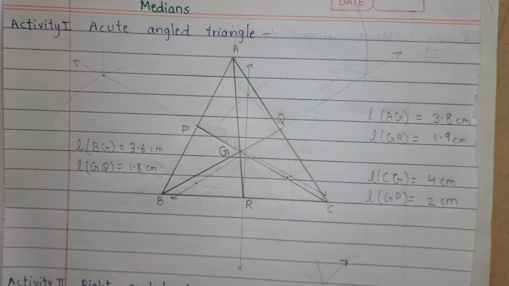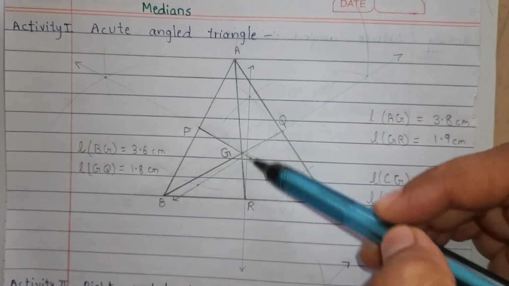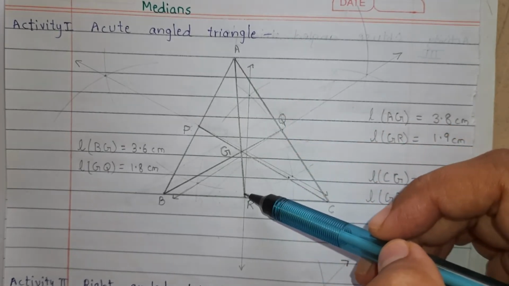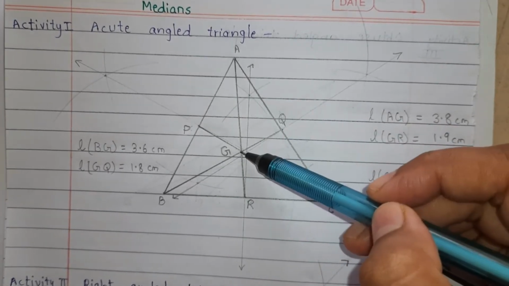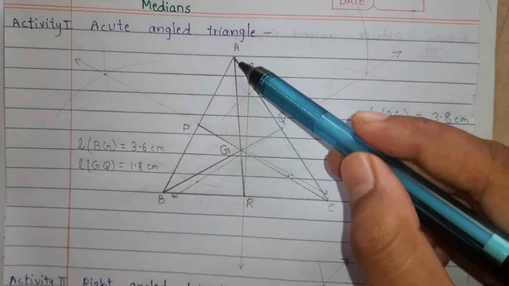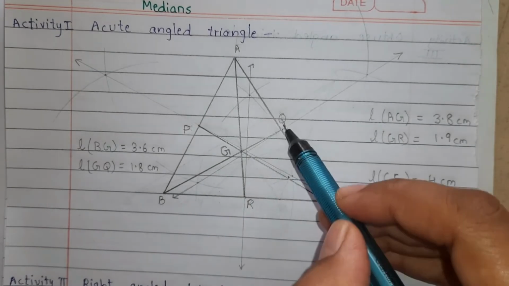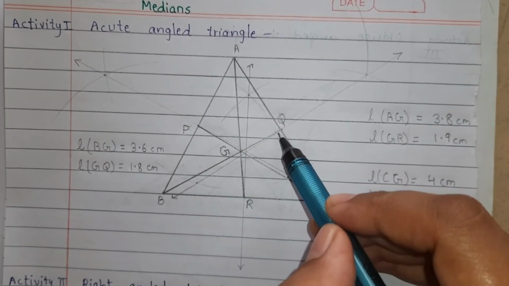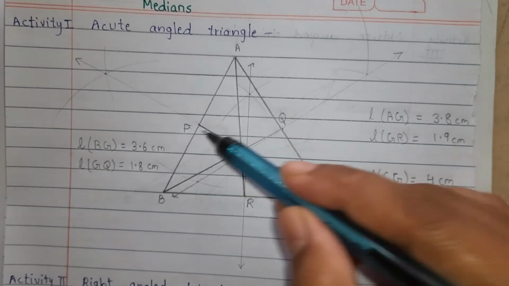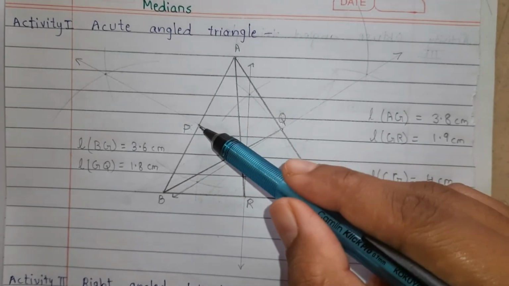Now here you can observe that after drawing the median AR, due to point G, this median is divided into two parts. Which are the two parts? AG and GR. In the same way, the median BQ is divided into two parts, BG and GQ. And the third median, CP, is also divided into two parts, CG and GP.